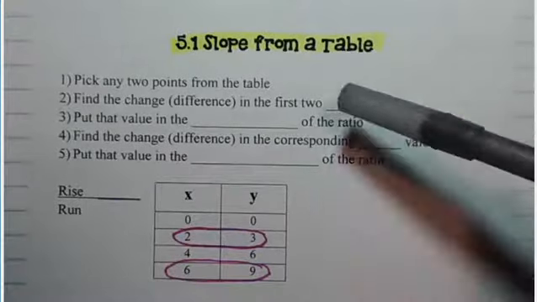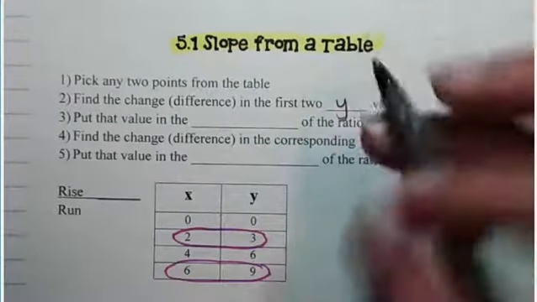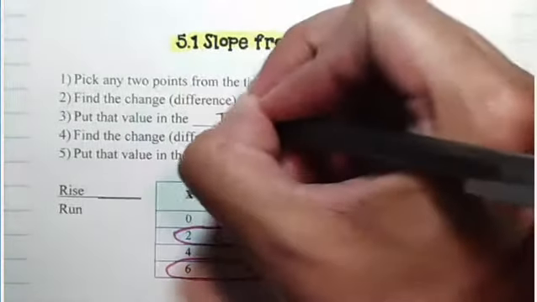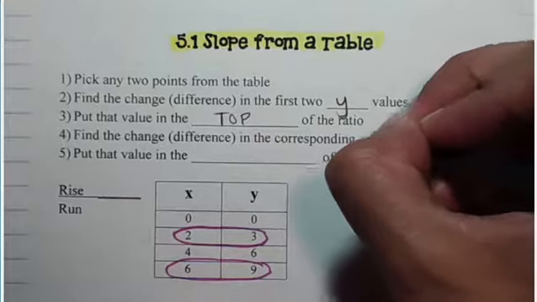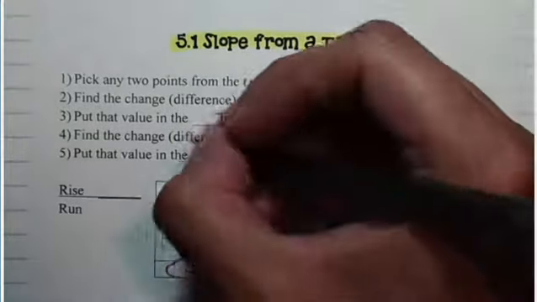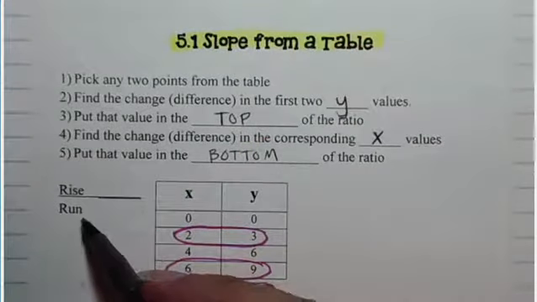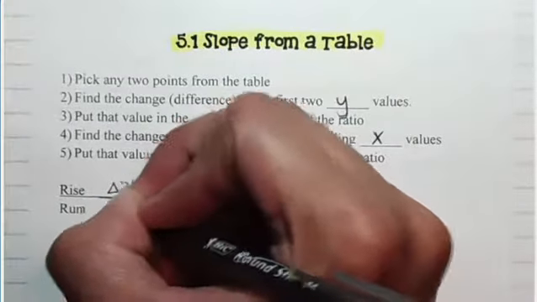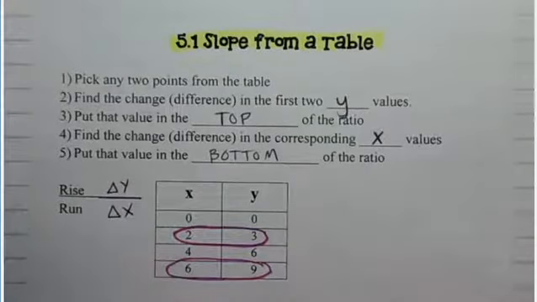Okay, the next thing we want to do is find the change or the difference in the two y values. Now again, we always do y values first because of the rise. Okay, when we do that, we put our answer at the top of the ratio. Next thing we do is find the difference between the x values, and those go on the bottom. Because again, we're doing rise over run, or the change in the y values over the change in the x values. So remember, always y's over the x's.